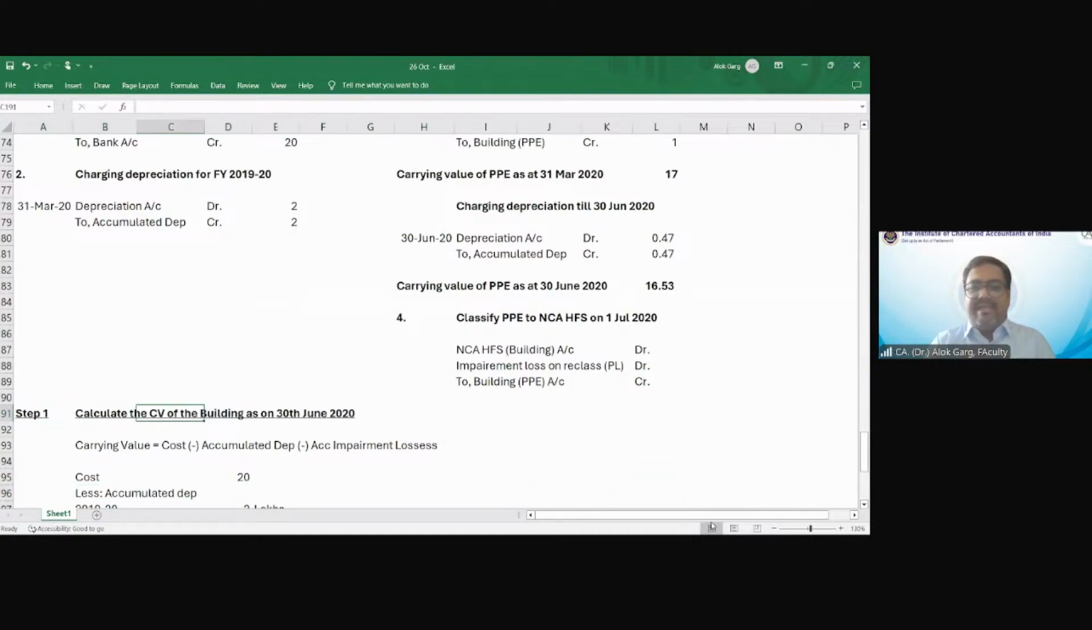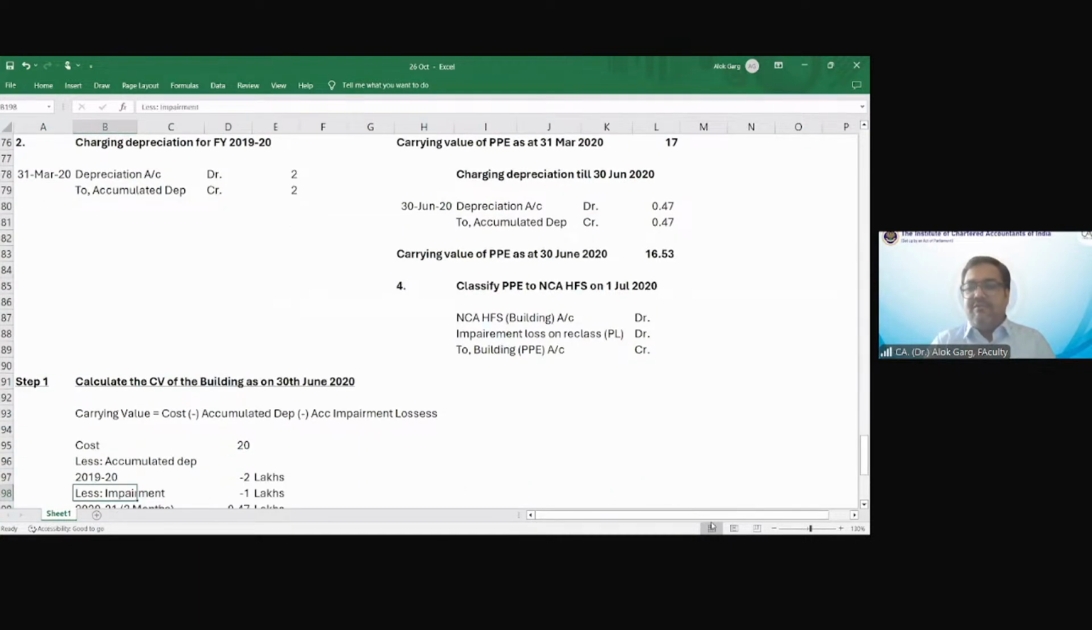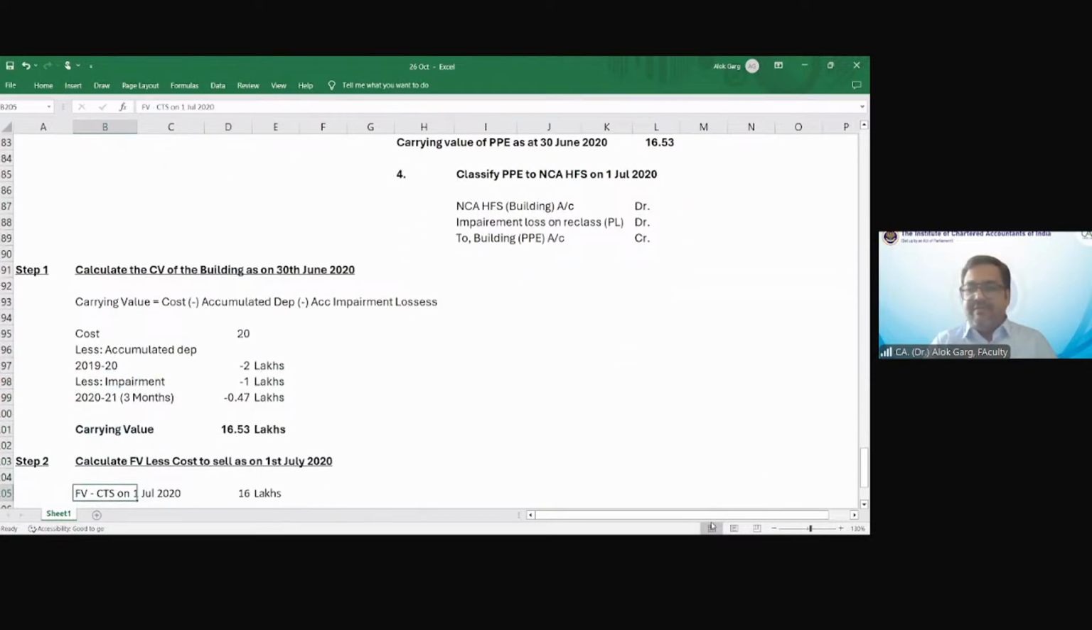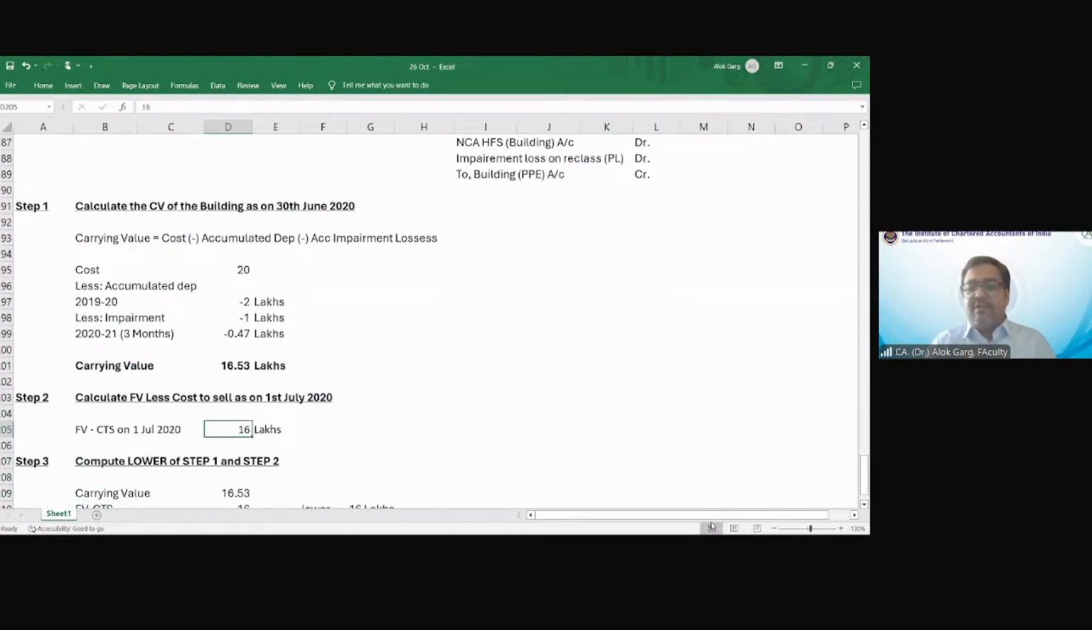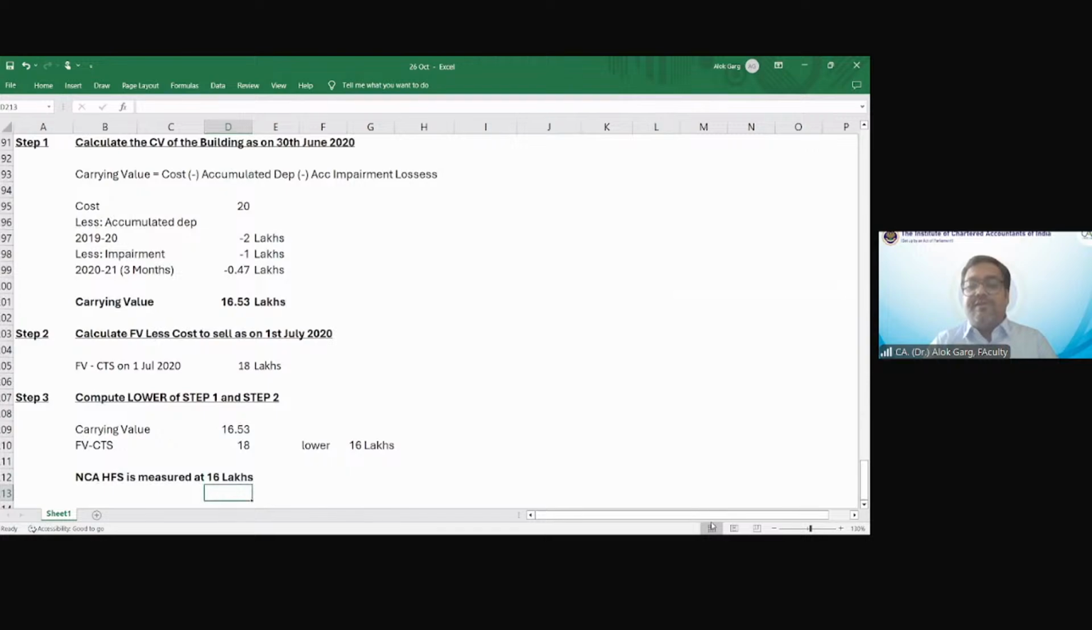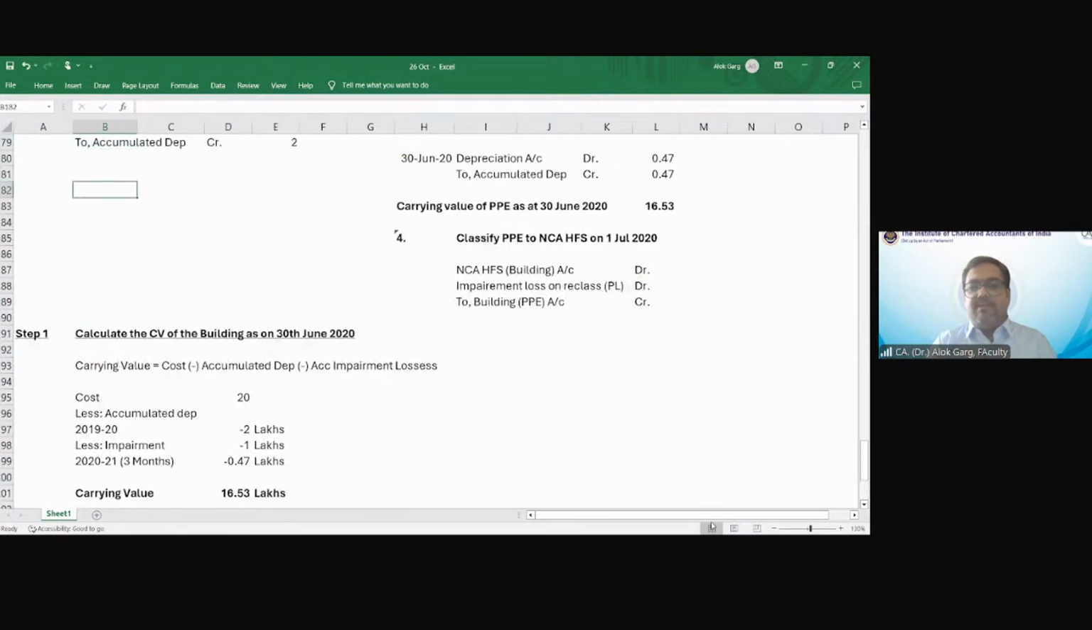Step number 1, what is the carrying value of this building? 16.53 lakhs. Step 2, what is the fair value less cost to sell? 18 lakh. Step number 3. Compute lower of step number 1 and step number 2. What is lower? 16.53 lakhs is lower. So NCHFS is measured at how much? 16.53 lakhs.